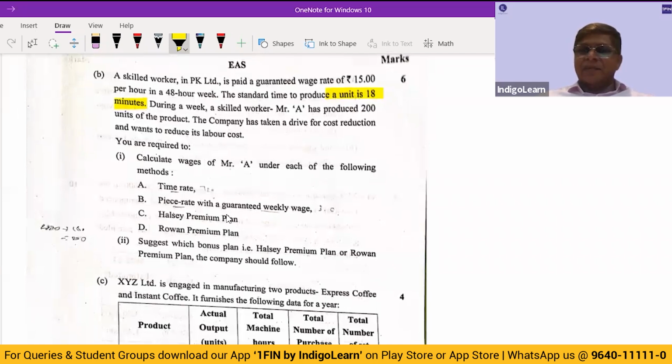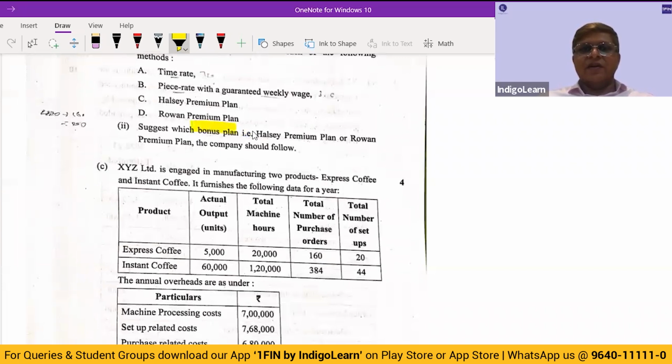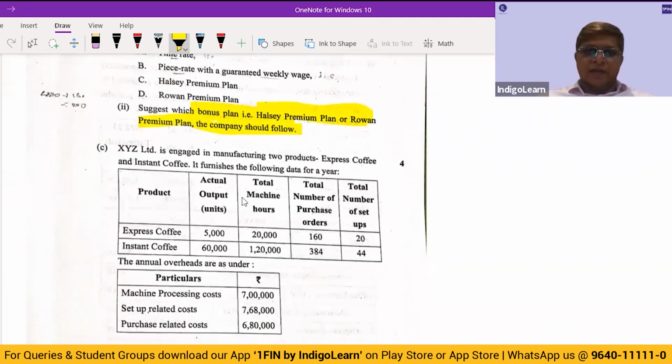Then Halsey premium plan, Rowan premium plan. A pretty simple, straightforward question. Only trick point here is your calculation of the piece rate. Once you know that, rest of it is simple. They are also asking your suggestion. Which bonus plan should the company follow? So wherever the company is getting benefit based on the calculations, we need to follow that.